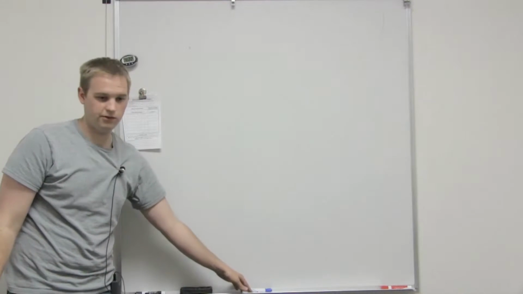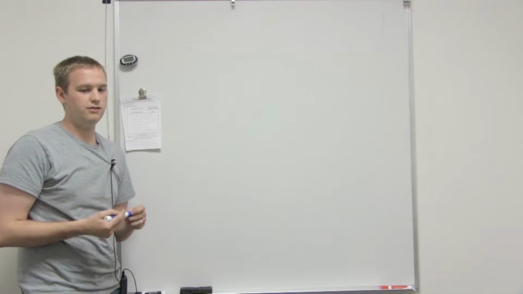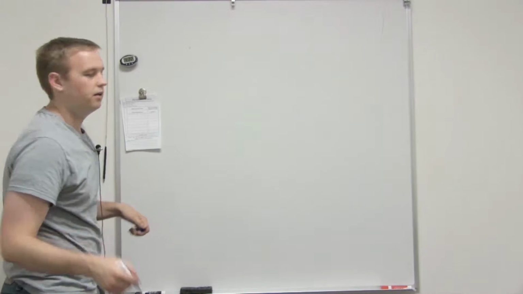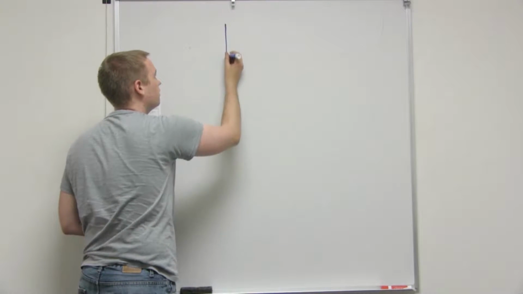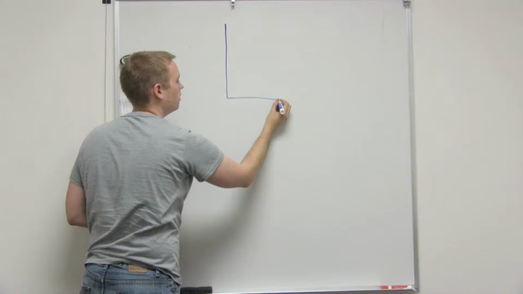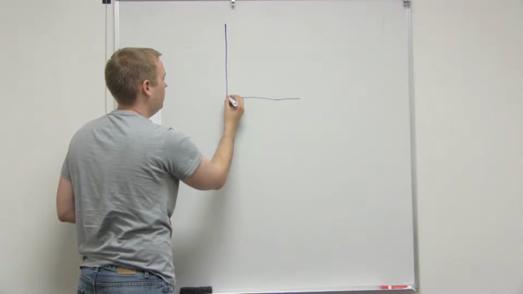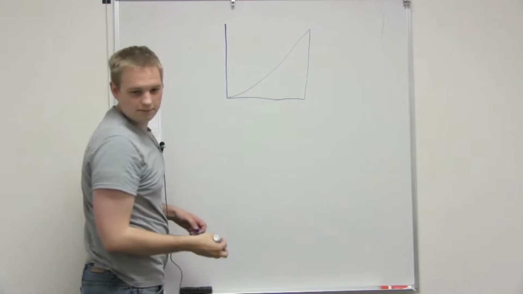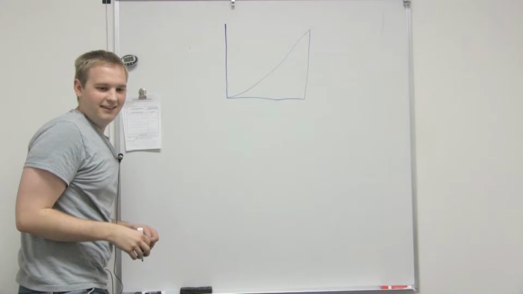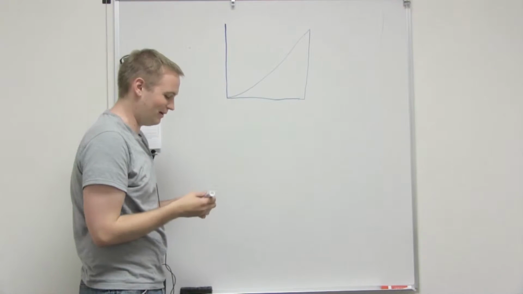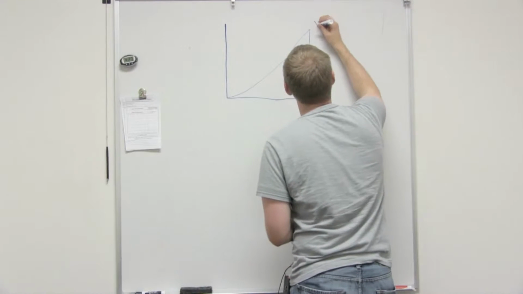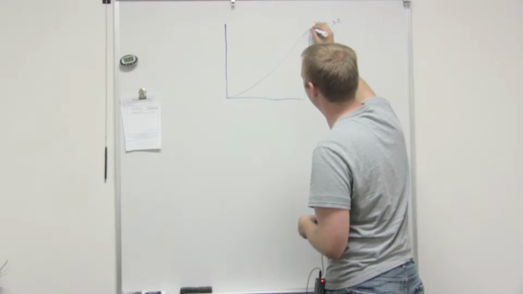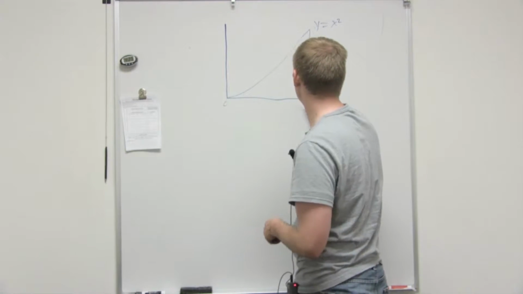The first thing you always want to do with these centroids is draw out a picture of what you have. We'll curve it up like that. It's not just a triangle. The equation we're given is y equals x squared, and that describes this line right here. It goes from 0 to 3.